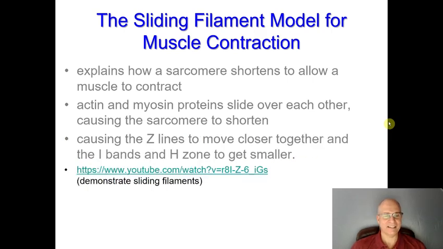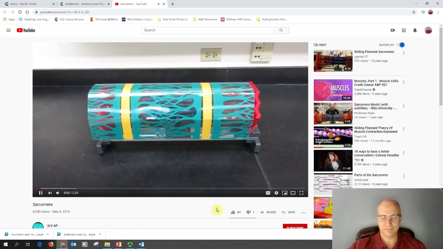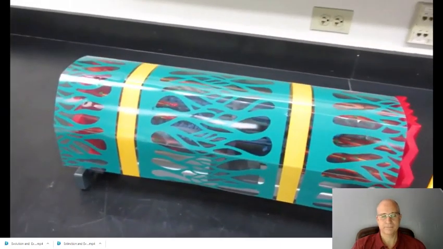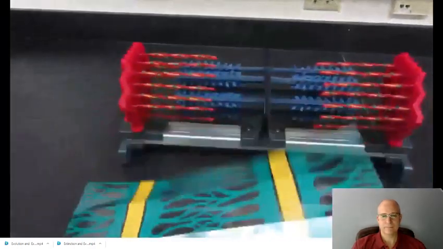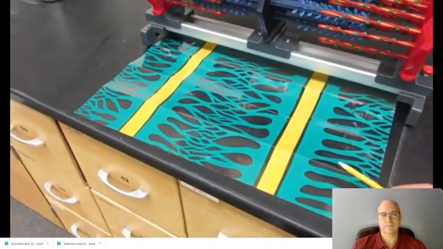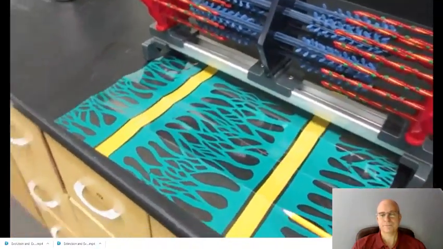And if you'd like to see an example of how this happens, let's do this. This here is a model of a sarcomere. A sarcomere is the contractile unit for skeletal muscle fibers. This covering, which is acting as a dust cover, actually represents the sarcoplasmic reticulum, which is a modified ER, which is storing calcium, which is crucial for muscle contraction.